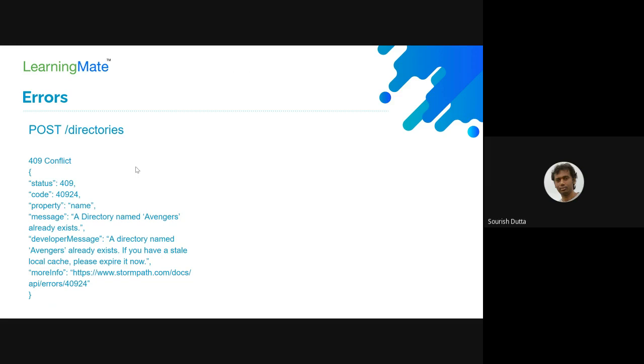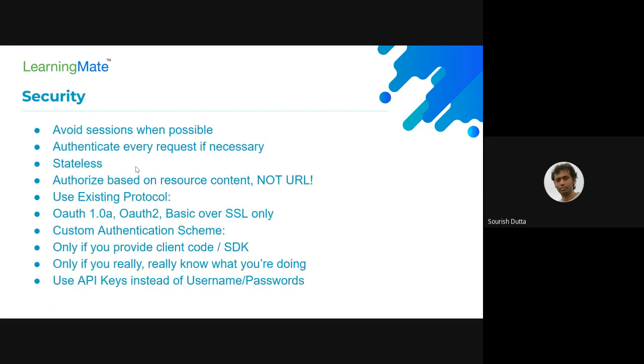Now, apart from this, we need to secure our APIs. So what are the do's and don'ts for this? Obviously, we should avoid using sessions, making our APIs stateless, right? We rather use a backend state storage mechanism, either permanent storage or in-memory storage, whatever may be the case based on our requirement. And every request needs to be authenticated, right? The user needs to authenticate itself before it can make a call.